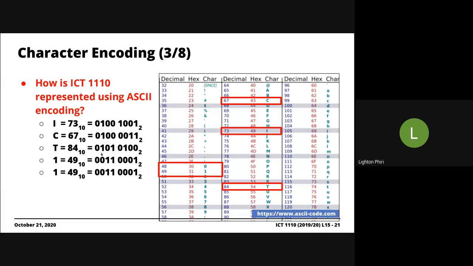All right. So 1, and then another 1 there. It's still 49 base 10 to base 2. Using 8-bit representation, you come up with that answer here. And then finally, you come to the 0 symbol. 0 symbol is represented by decimal number 48 or hexadecimal number 30. And then you just convert it to binary using 8-bit representation.